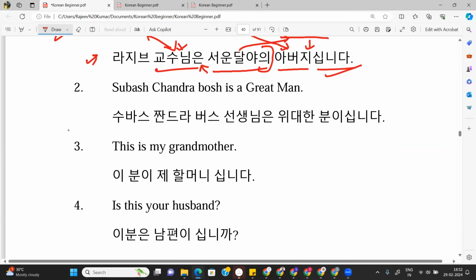Let's learn another one. This one: Subhash Chandra Bose is a great man. You know who is Subhash Chandra Bose? I have heard his name, but I don't know what for. He was a freedom fighter, no? Yeah, freedom fighter, I know, but I don't know the particular thing. Subhash Chandra Bose, it's a name. Subhash Chandra Bose. Seonsaengnim. Yes.